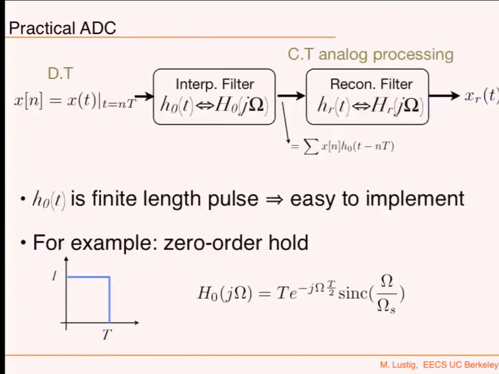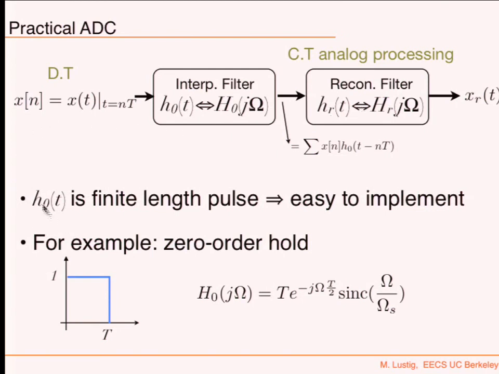So what instead people do is the following. They take the samples and then they convolve with this interpolation filter, which is finite. Then you go through a reconstruction filter, an analog reconstruction filter that compensates for the fact that you used the finite length interpolation filter. Okay? Here it's digital. Here it's continuous. Here it's analog. Okay?